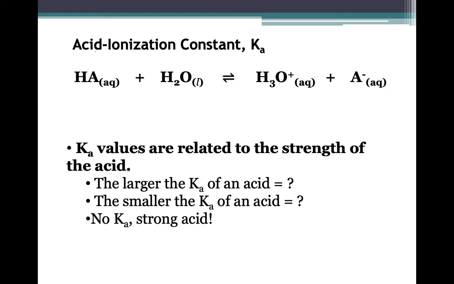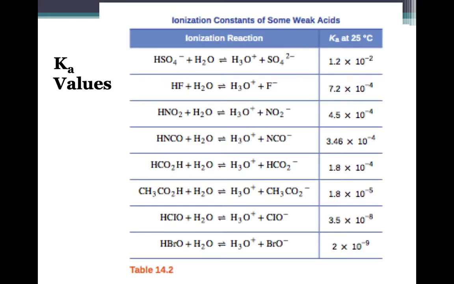It doesn't matter what those species are, but we know that if the Ka is larger, then the acid is stronger, and if the Ka is smaller, then the acid is weaker. And if there's no Ka, it's a strong acid. You have to memorize what those are, and I gave you those last time.